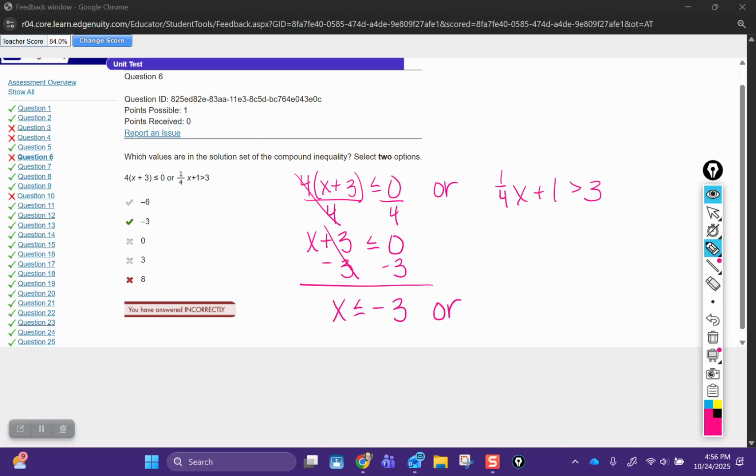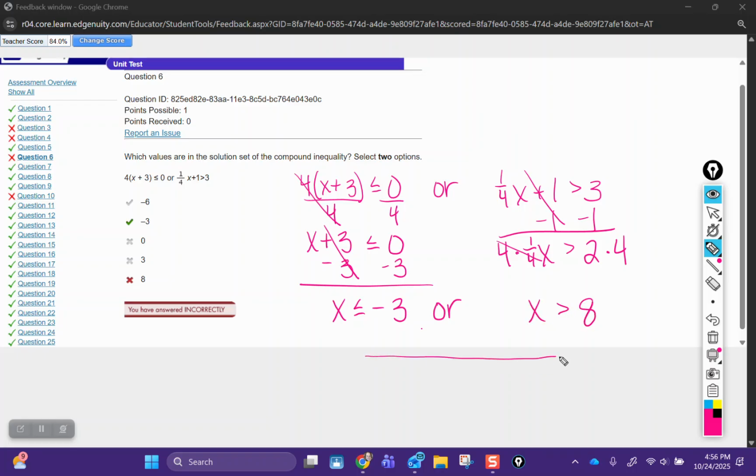Or subtract 1 from both sides. 1/4 x is greater than 2. We get rid of this by dividing by 1/4 or multiplying by 4. That will also work. So we get x is greater than 8.